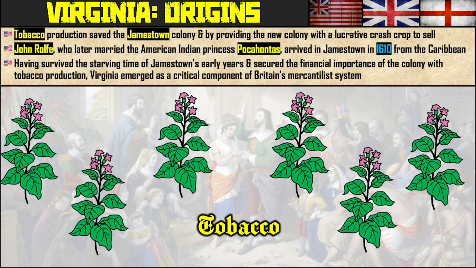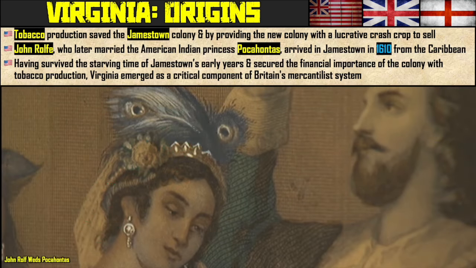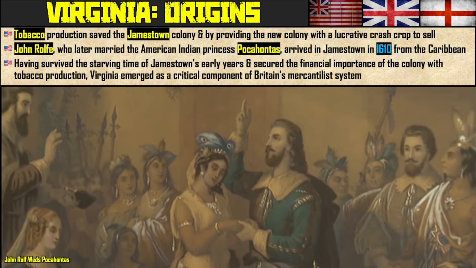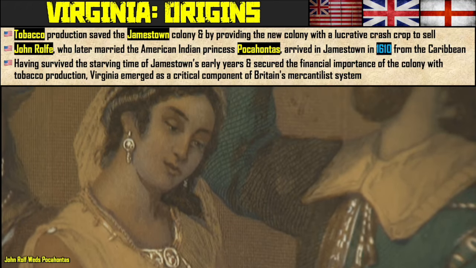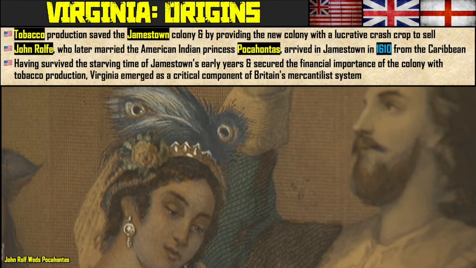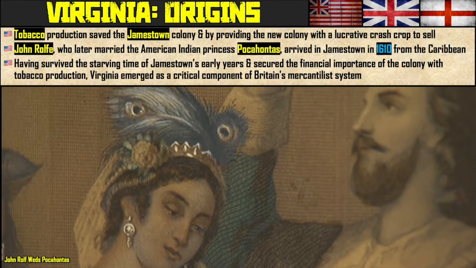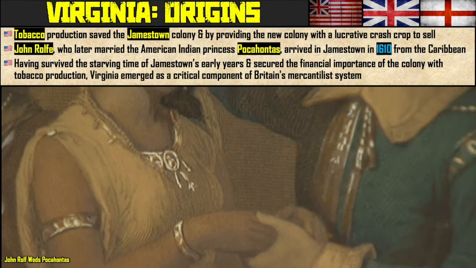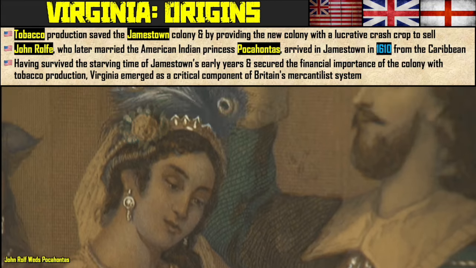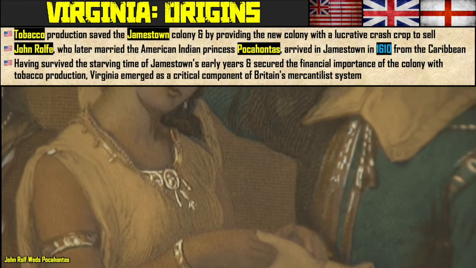John Rolfe, who later married the American Indian Princess Pocahontas, arrived in Jamestown in 1610 from the Caribbean. Having survived the starving time of Jamestown's early years and secured financial importance of the colony with tobacco production, Virginia emerged as a crucial component of Britain's mercantilist system, with tobacco being one of the crucial raw materials that were imported from the New World to the Old World.